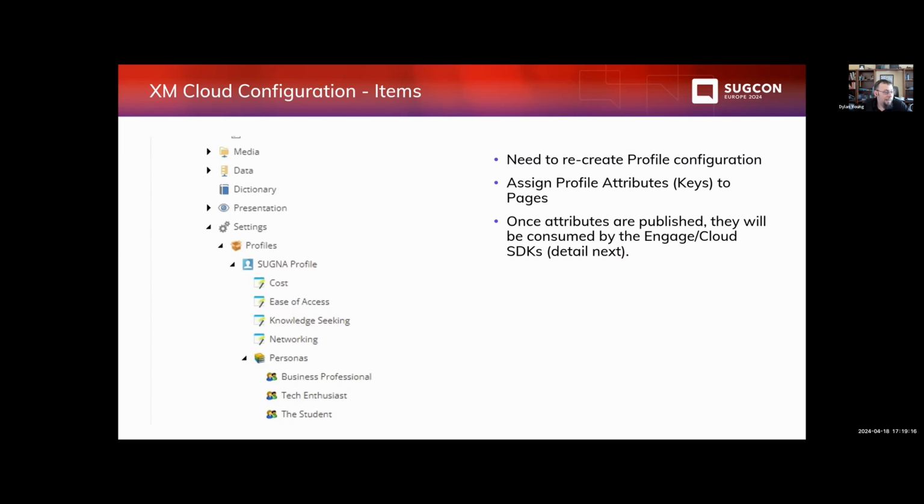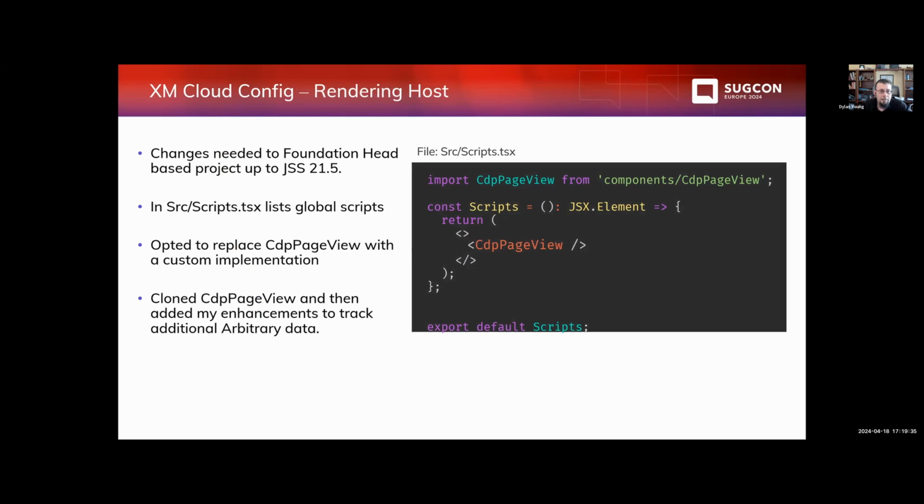Once it's published to the edge, the Engage Cloud SDKs are then used to consume this data as arbitrary data for use in Personalize. So I'm going to show how to make those configuration changes to those SDKs. Like I said, I'm going to show those changes that are needed.